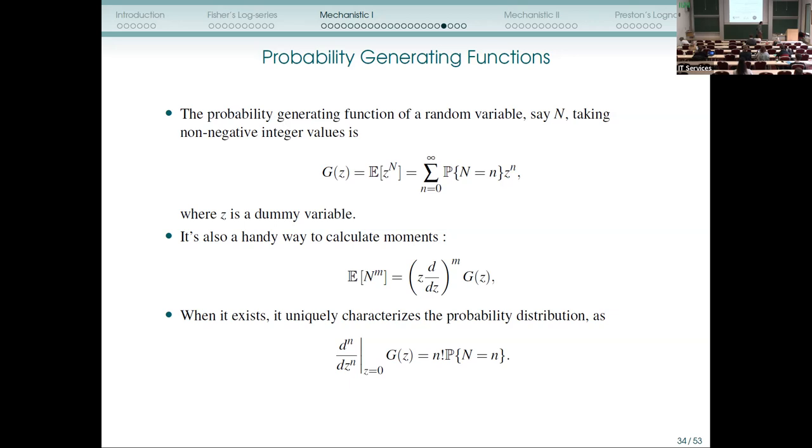If you know the function, you can recover the probabilities just by using differentiation and Taylor series. Take the derivative n times, put z equal to 0, and what I'm left with is n factorial times the probability. With a bit more work, I can get all the moments of the distribution out of the generating function. So if I've got a generating function, it basically tells me everything I want to know about the infinite set of probabilities in one handy thing that I can actually do stuff with.